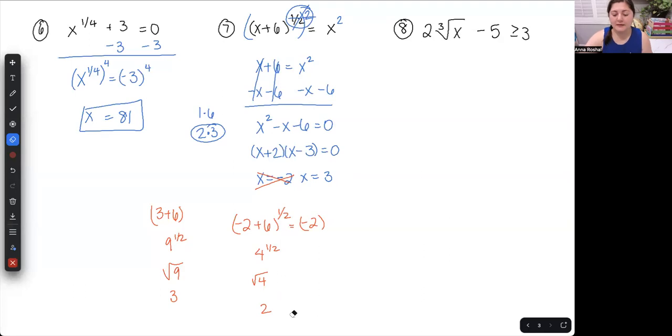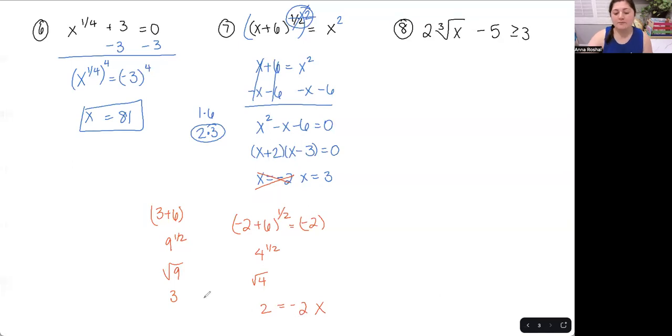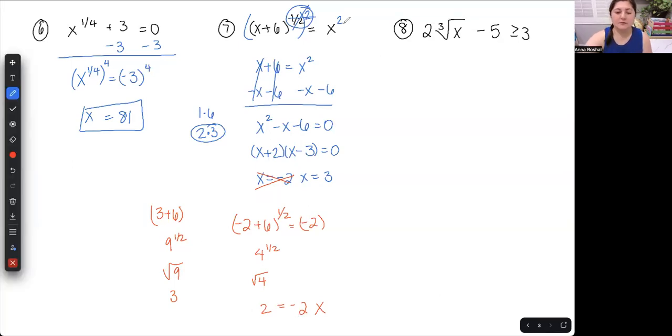So meaning, well, actually, I don't think it's going to work anyway. 2 does not equal -2, so wah, wah, wah, that's rejected. And so then in here, since it equals x, 3 does indeed equal 3. So ta-da, this is an actual solution.